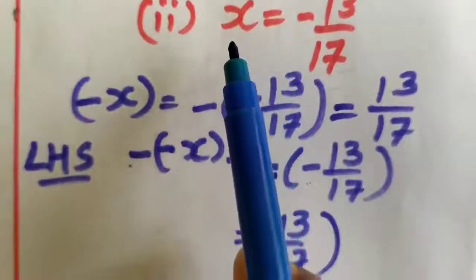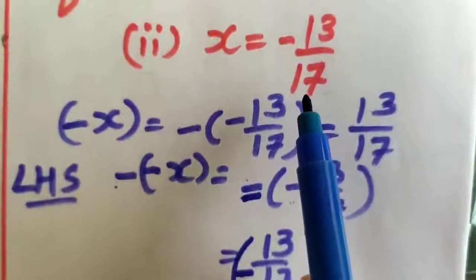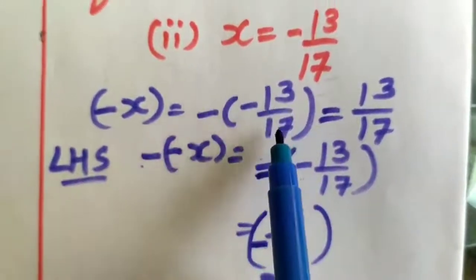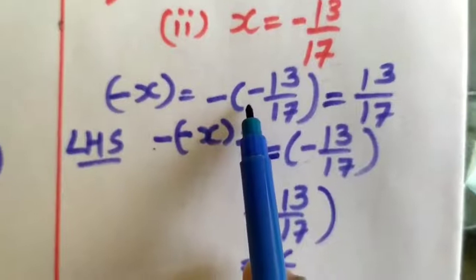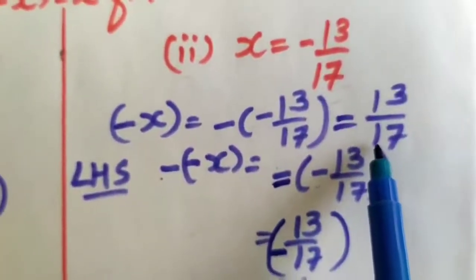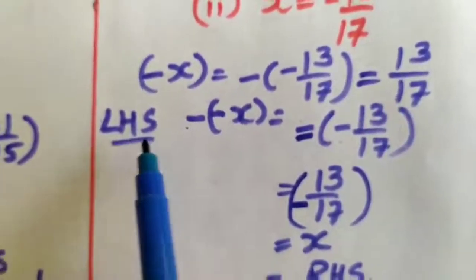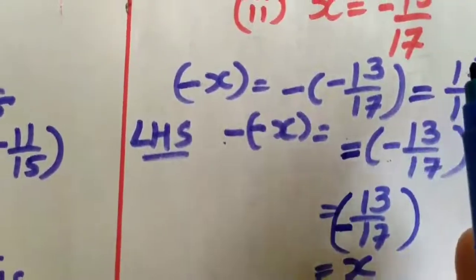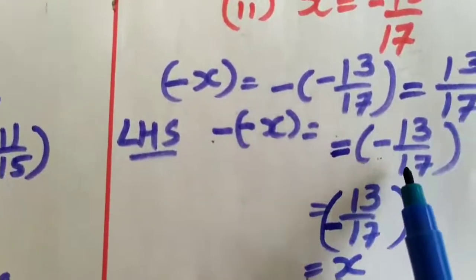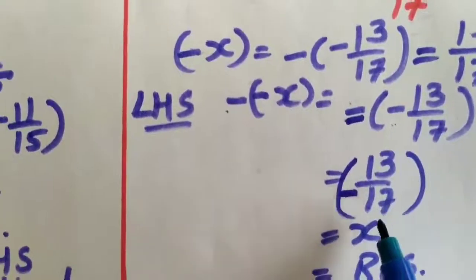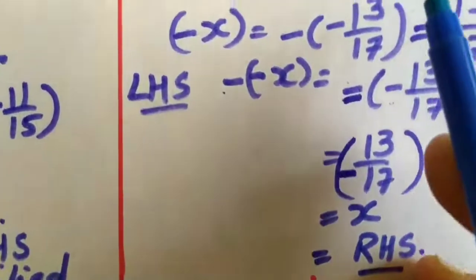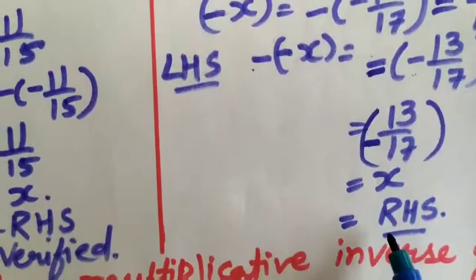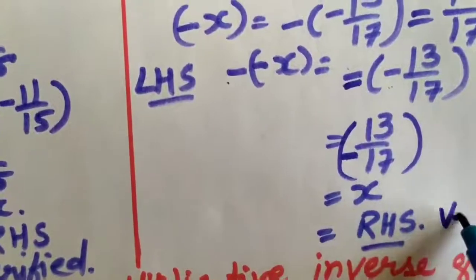Now let us see the second sum. X is equal to minus 13 upon 17. Now if we take minus x, then minus of minus 13 upon 17. Here minus minus will become plus, so it will be 13 upon 17. Now again let us see, take LHS, minus of minus x, equal to minus x, is 13 upon 17. So minus 13 upon 17. So the answer is minus 13 upon 17, which is nothing but the value of x here. So it is equal to x, that is nothing but RHS. So we can say that it is verified.